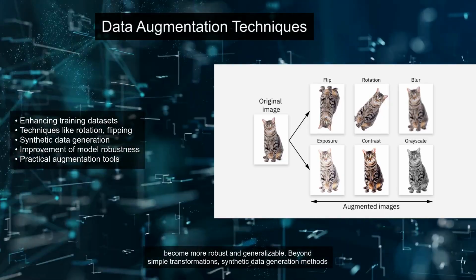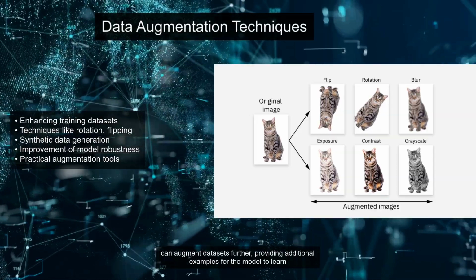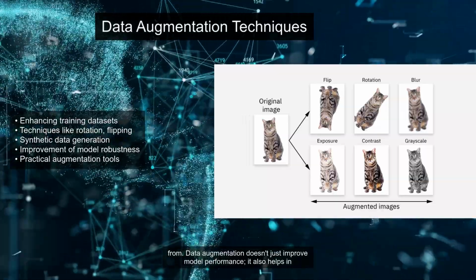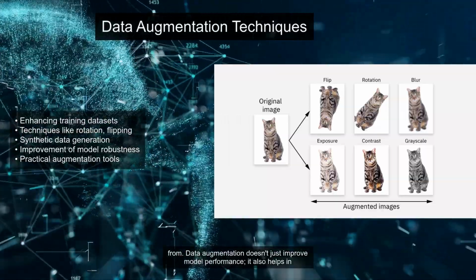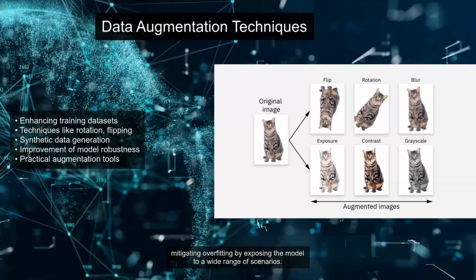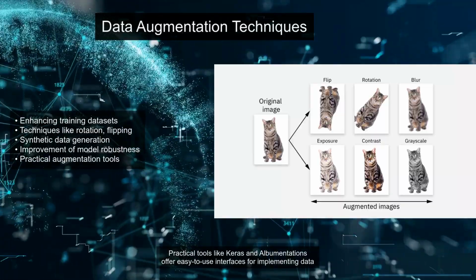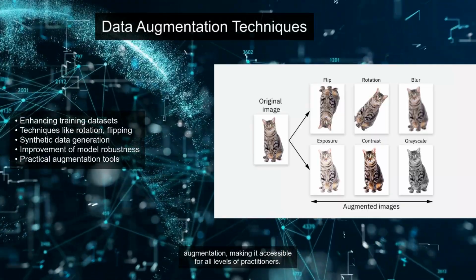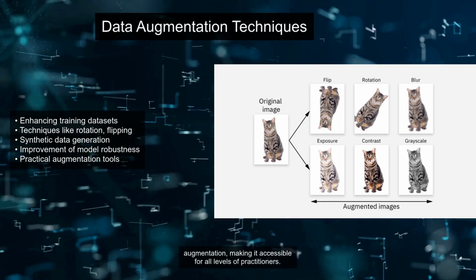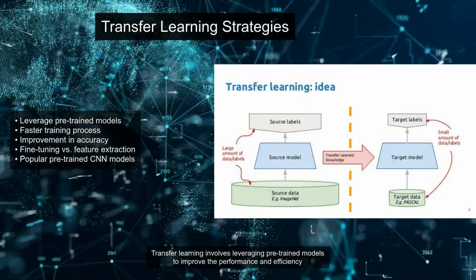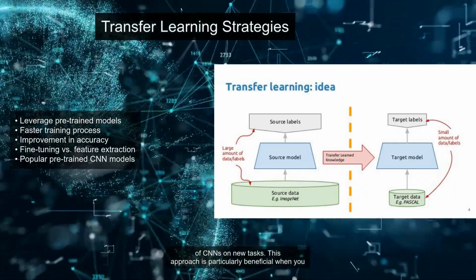Beyond simple transformations, synthetic data generation methods can augment datasets further, providing additional examples for the model to learn from. Data augmentation doesn't just improve model performance, it also helps in mitigating overfitting by exposing the model to a wide range of scenarios. Practical tools like Keras and Albumentations offer easy-to-use interfaces for implementing data augmentation, making it accessible for all levels of practitioners.